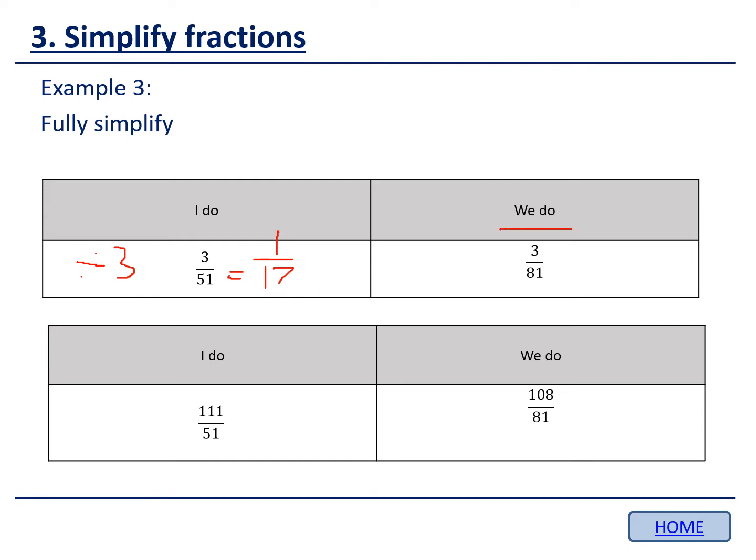Okay, have a go at the we do. Pause the video and have a go. Okay, this time we would have had 1 again. And what would it have been over? Well, we know that 3 into 60 is 20. And if we get from 60 to 81, that's 21 altogether, so it's another 7 threes. So that's going to be 27. So it's equivalent to 1/27 when simplified.